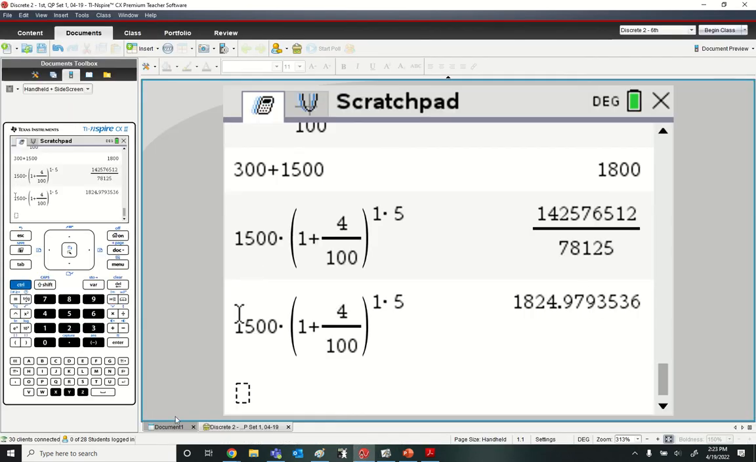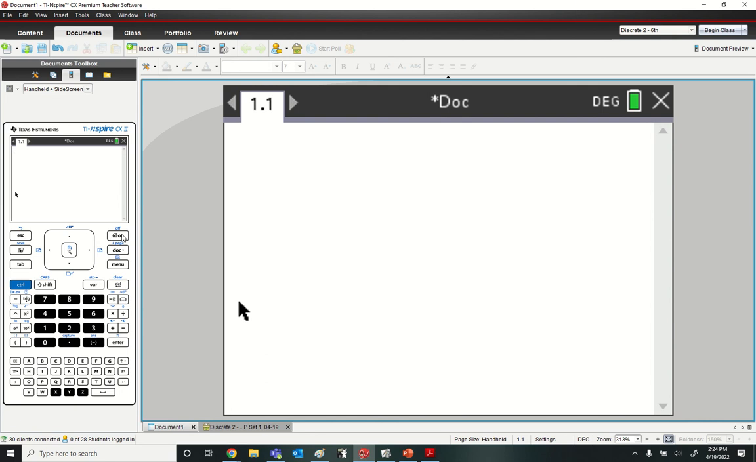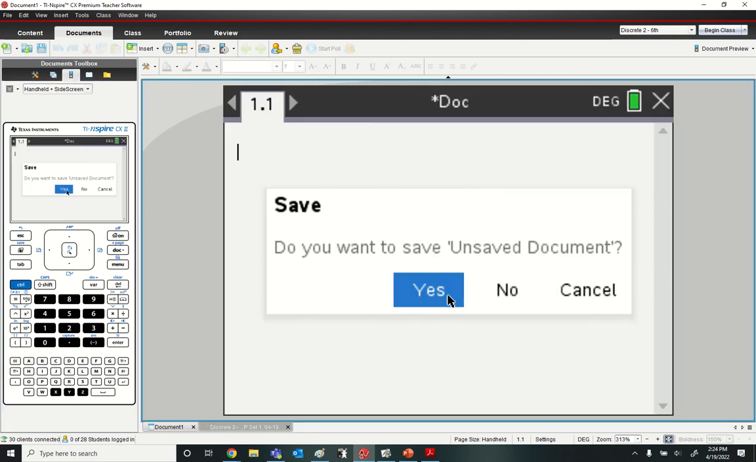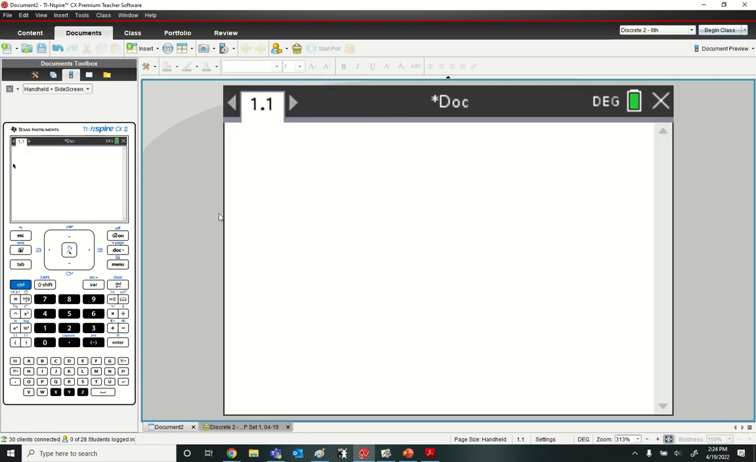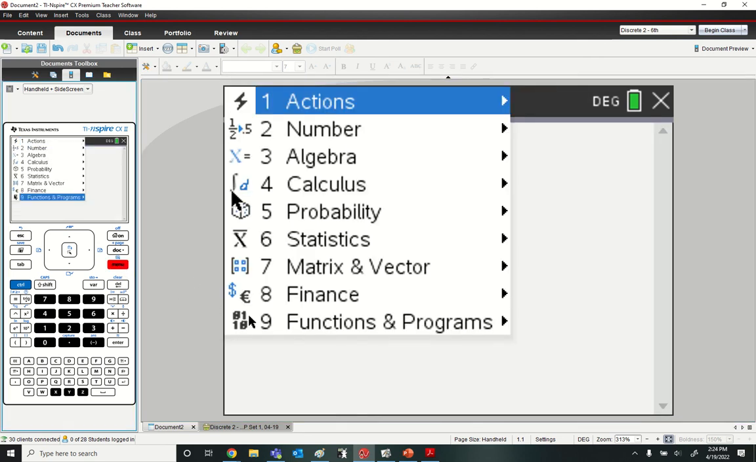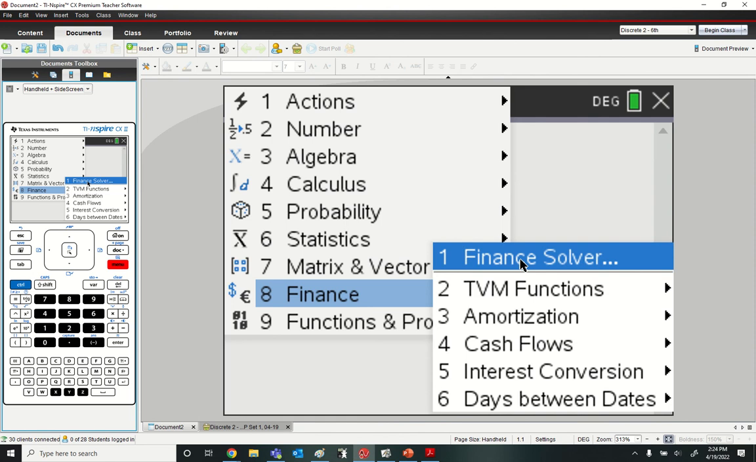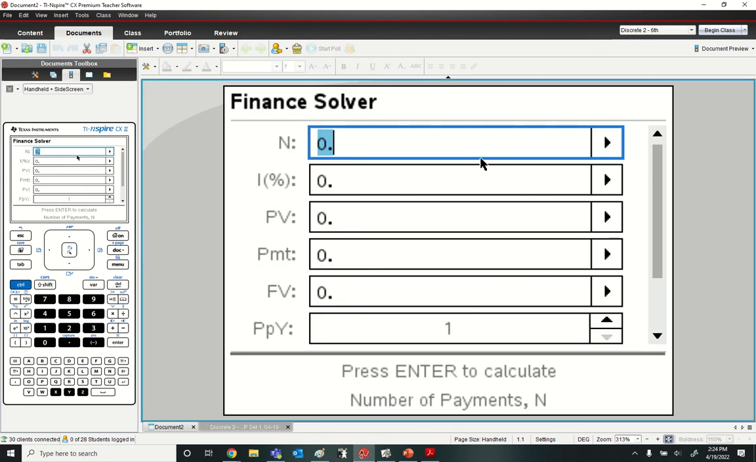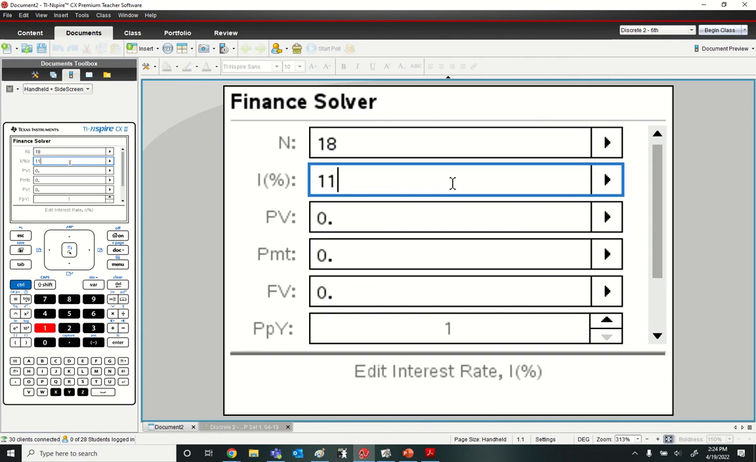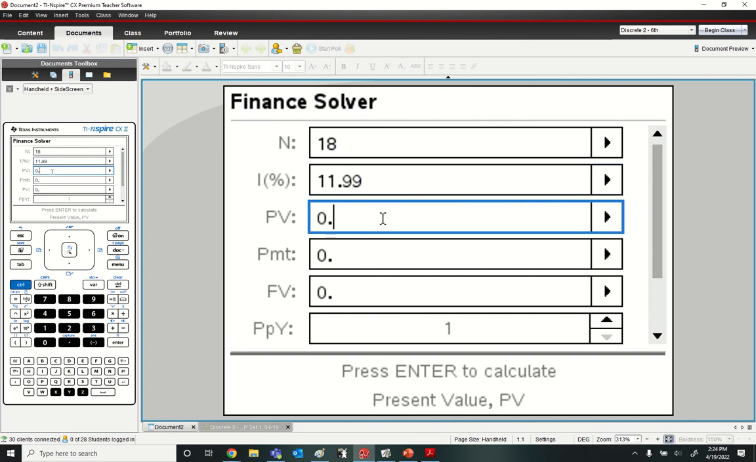All right, so new doc, calculator, menu, finance solver. This was 18. Interest was 11.99. Negative 36. What was the number? Negative 36 what? 93. Very good.